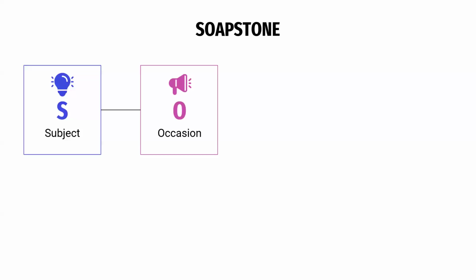Once you've got the basics down, it's time to start organizing your content. One helpful tool to structure your presentation is the SOAPstone acronym. S is for subject. What exactly are you presenting about? This is your core topic. O is for occasion. What's the event or reason for your presentation? Knowing this helps you tailor your approach.